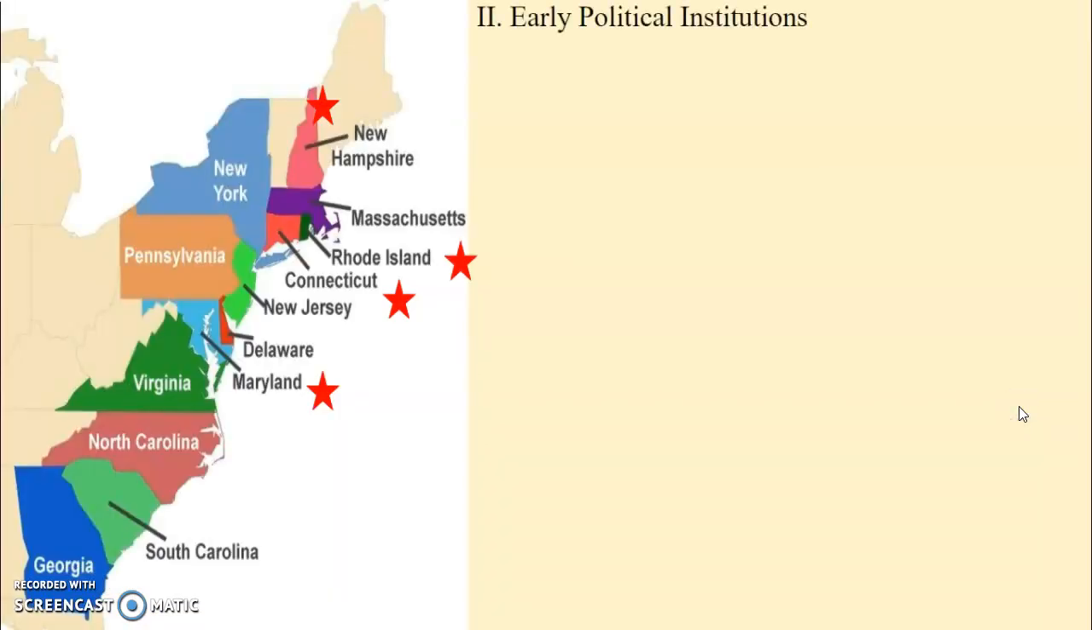There were early political institutions in these colonies, which means that the colonies began to take steps towards self-rule. These are steps that eventually are going to lead us to the American Revolution. They were very independent right off the bat, so they weren't controlled by the crown. Even though they were under the control of the king, they pretty much were doing their own thing.